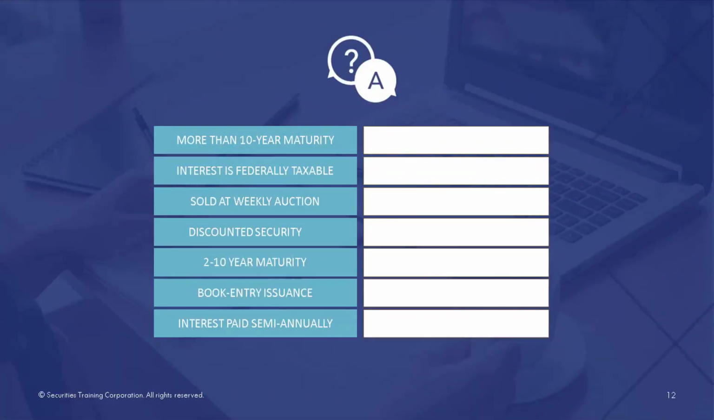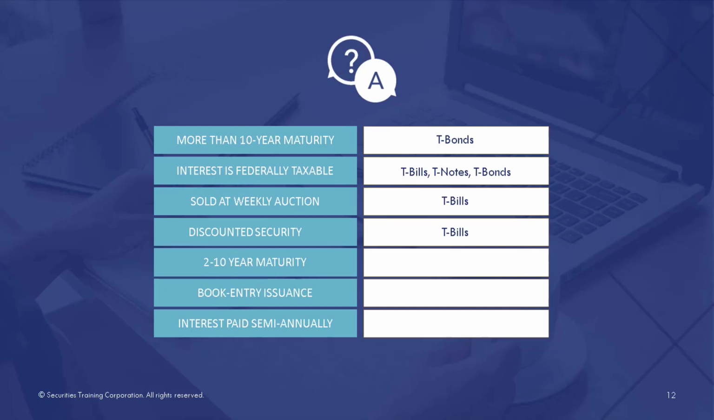More than 10 years to maturity would be T-bonds. Interest is federally taxable. That would be T-bills, T-notes, and T-bonds. Which ones are sold at a weekly auction? That would be the T-bills. Which are discounted securities, issued at a discount, mature at face value? That would be the T-bills.